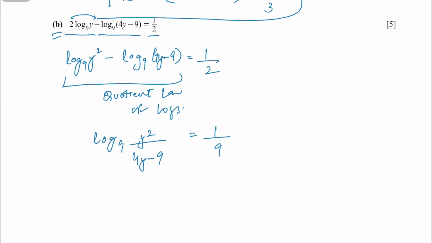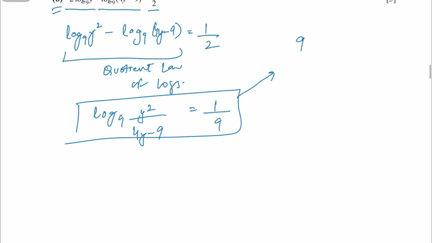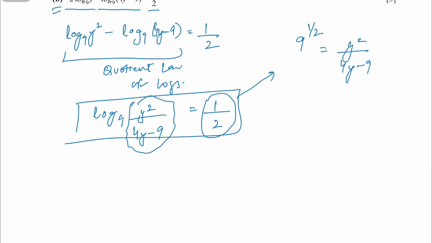Now let's remember that if we want to go from log to exponential form, we use the base as the power of the right side, this is 1 over 2, sorry, my mistake. Use this as power and equate it to this part. So this would be y squared over (4y minus 9). 9 to the power 1 over 2 is simply 3. And this would be multiplied by (4y minus 9) equals y squared.